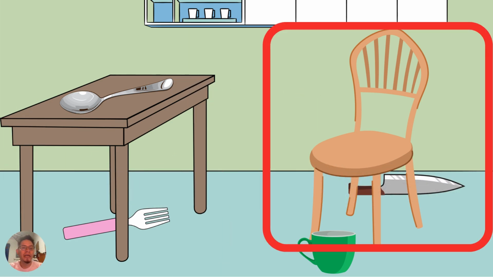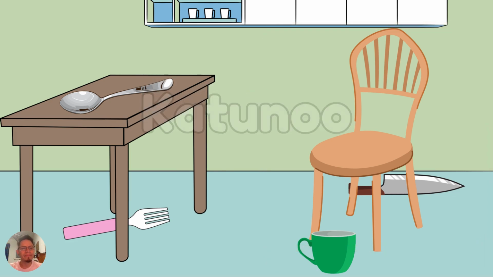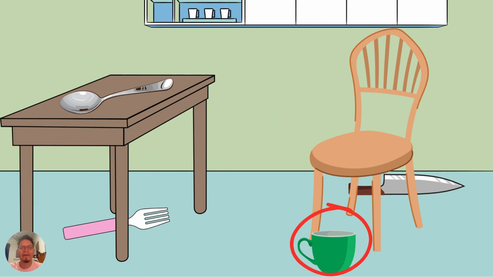We also learned the word for chair. Okay, chair, which is katunu. If you recall, the word for to sit is katu. And that suffix nu indicates the instrument used to do the verbal action. So katunu is the instrument used to do the verbal action of sitting. Katunu is chair.